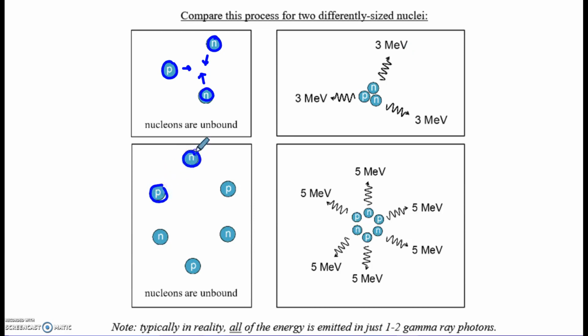Okay, down here you have 3 of each. This is actually a lithium-6. Lithium-6 is this nucleus. They all, bam, they come together. They form a nucleus, they bind. And they lose energy when they bind. And in total, it's going to be 30 mega electron volts.